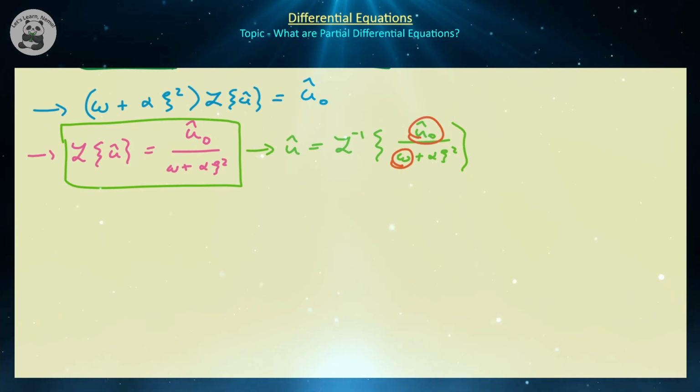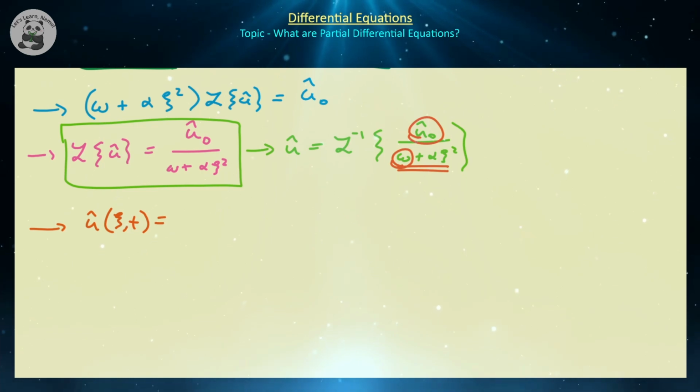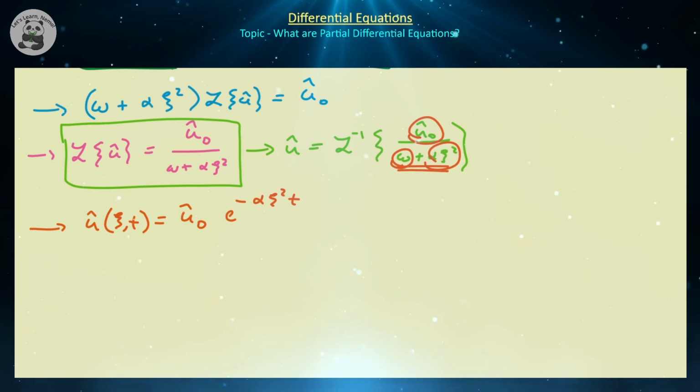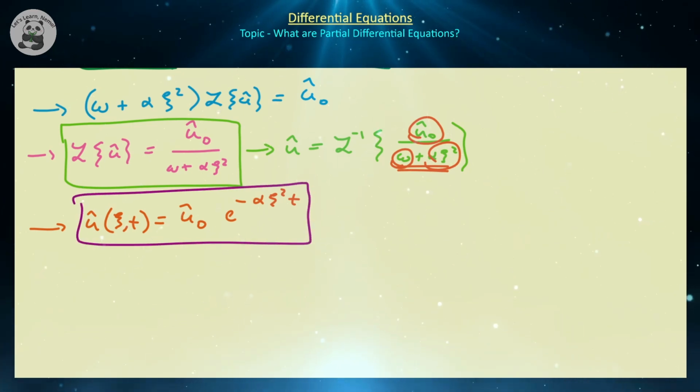So once I have this, what am I going to have? Whose function is this? Well, that's just an exponential. So what we have here is u hat psi of t will be equal to u hat 0 times e to the minus alpha psi squared of t. Right? So that's the Fourier transform of our solution. So now let's talk about this character.